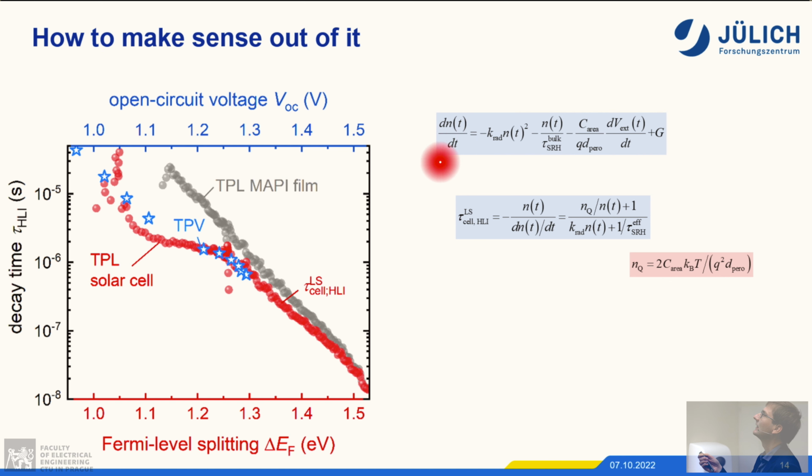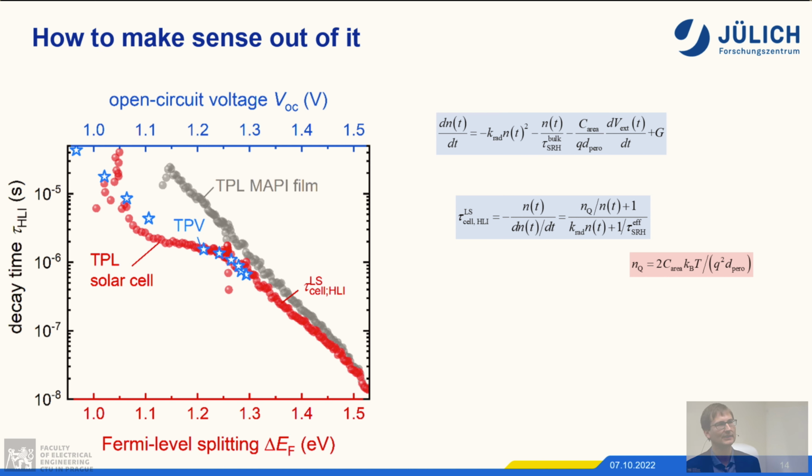So this is the differential equation that we need to understand how the carrier density changes with time. It has two terms related to recombination, radiative and non-radiative, and just one extra term for the bias light and the TPV. That's not so important, but this term is important. This is capacitive charging of the electrode. That's a term that only exists in the situation where we have a solar cell, not for the film.